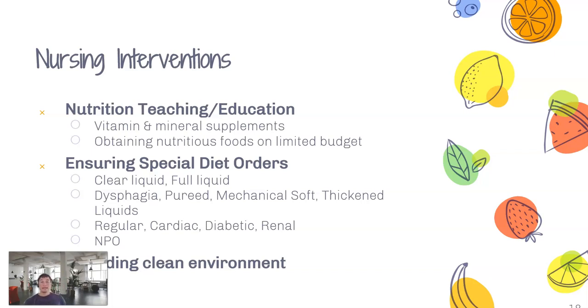A pureed diet is blended. It is made into a pulp-like mixture, and people who cannot safely chew or swallow solid foods may be able to be placed on a pureed diet.